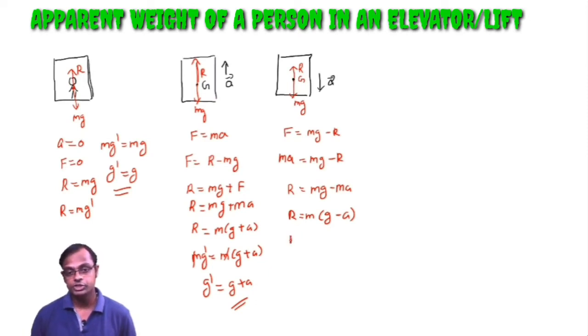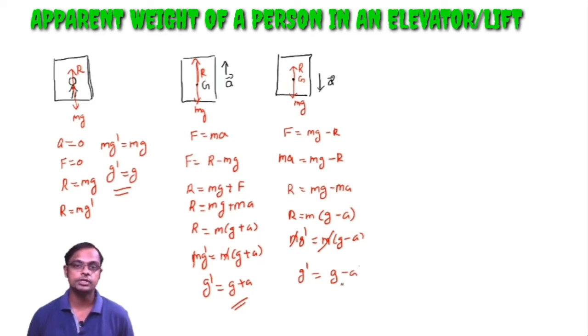If R is equal to mg dash, we can write m into (g minus a). Now m cancels. Now what is the acceleration he feels now? That is g dash is equal to g minus a. So the effective value of acceleration due to gravity will be less than the actual acceleration due to gravity. So the three cases we have discussed here: when the elevator or the lift was stationary, R is equal to mg. That means g dash is equal to g. The effective value of acceleration due to gravity will be the same as the actual acceleration due to gravity.